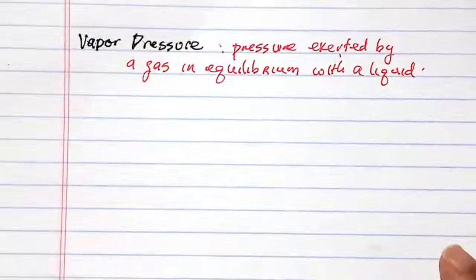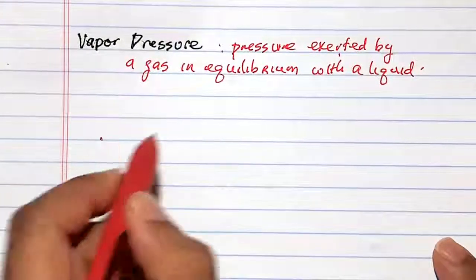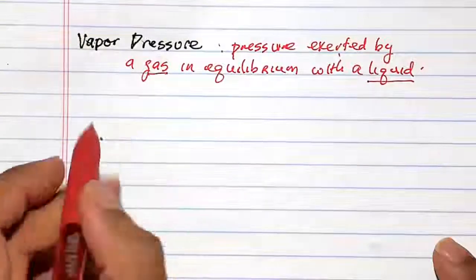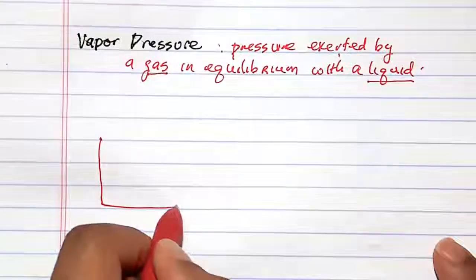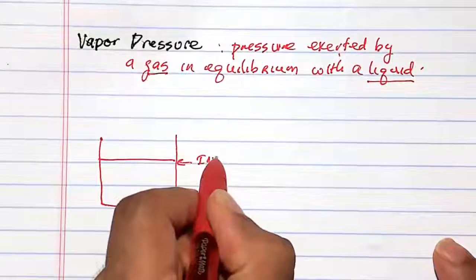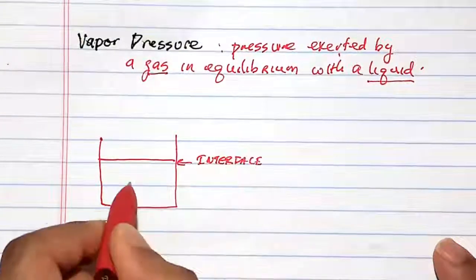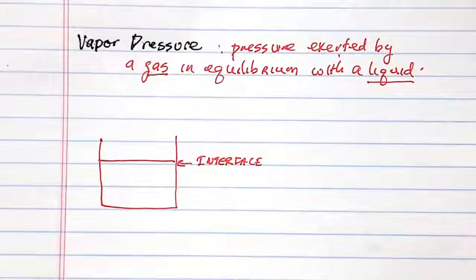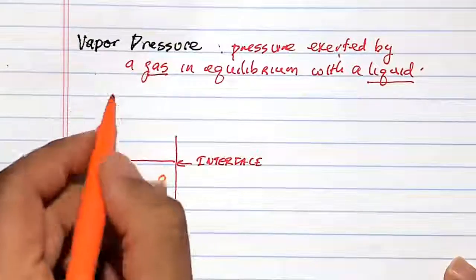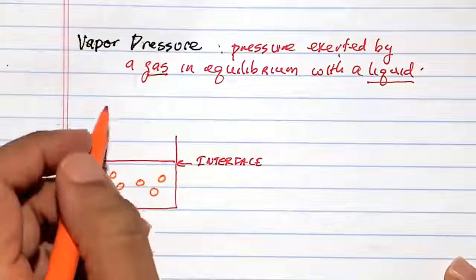The way I look at vapor pressure is like this. You have two phases here. One is a gas phase and the other is a liquid phase. So if we have a liquid here and we have an interface, this interface separates the liquid portion, which is going to be here. I'll draw my little liquid molecules like this, and the gas version, which is above.